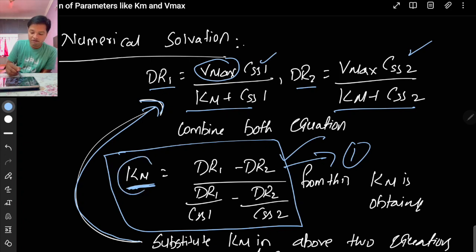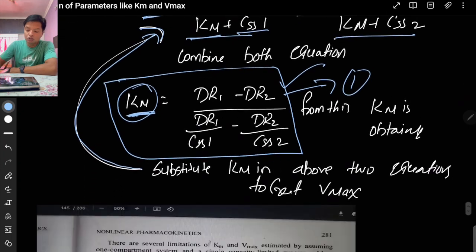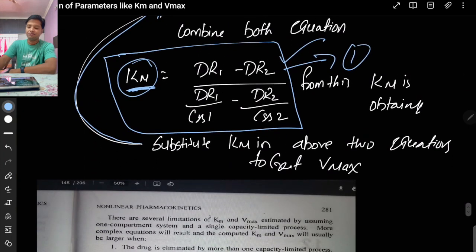From that equation, you are finding the Km value. Substitute the Km value in the above two equations. If you substitute the Km value in any one equation, let's say I am substituting in this equation, you know Dr1, you know Km, you know CSS. What is left there? Only Vmax. We can find the value of Vmax from the numerical method.